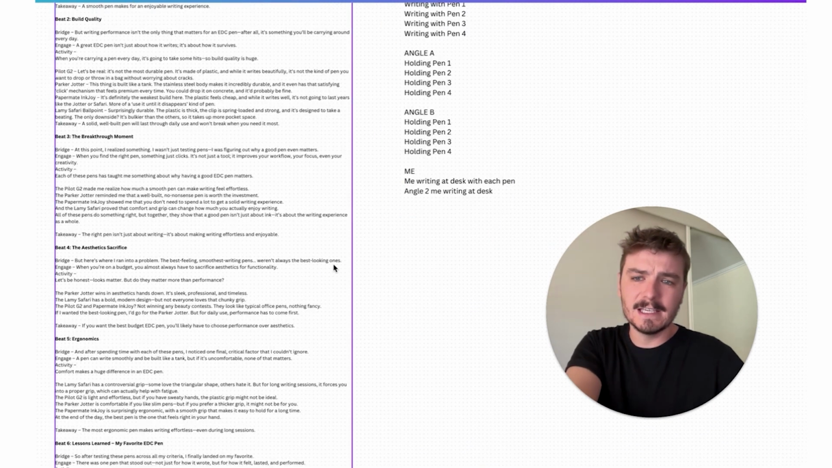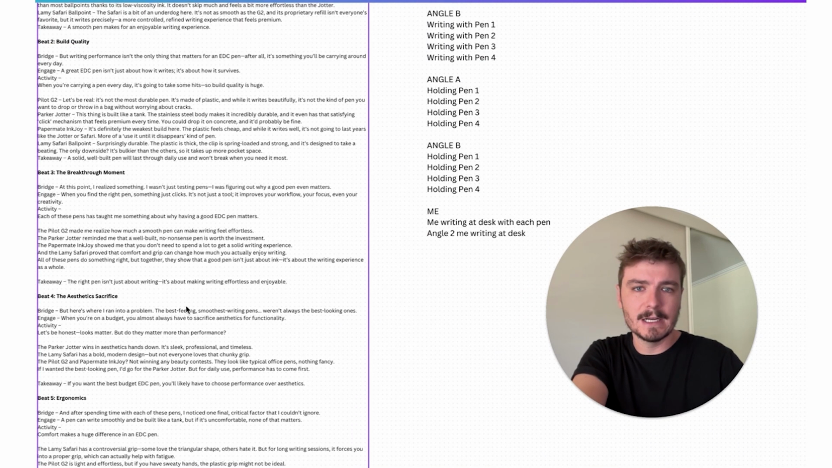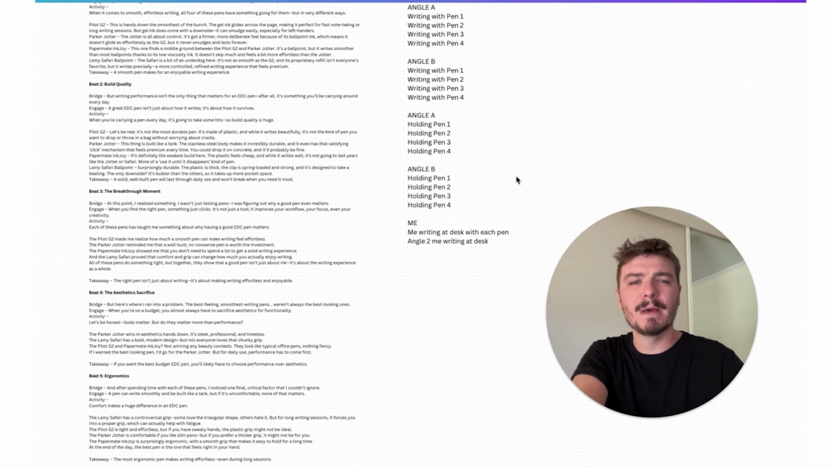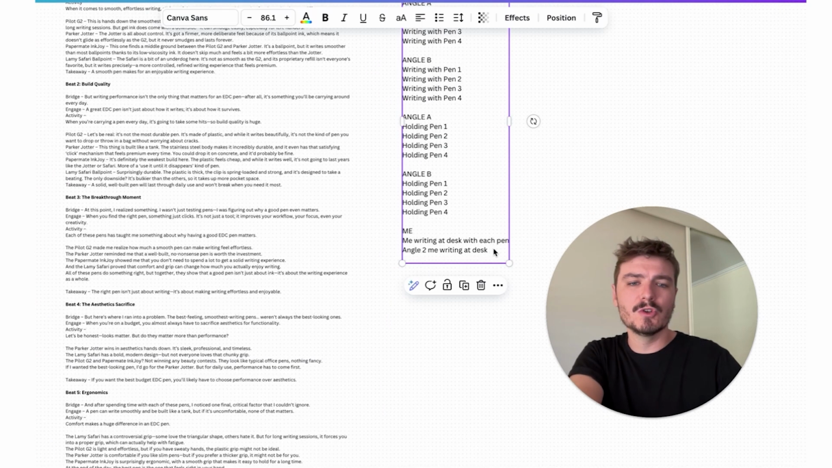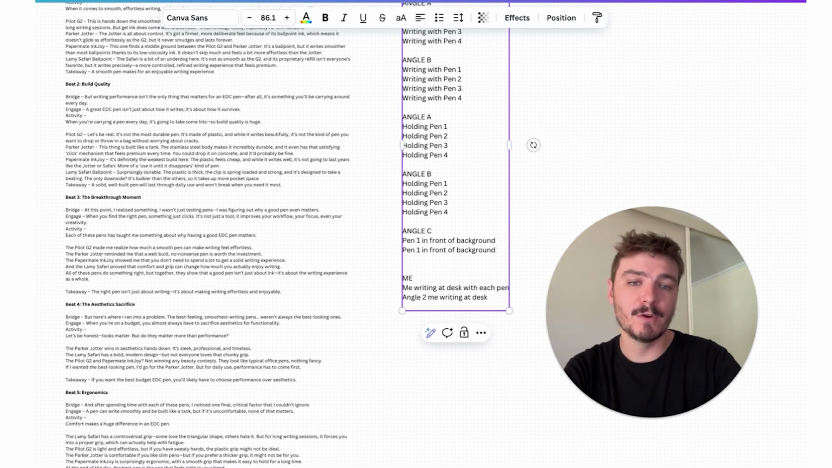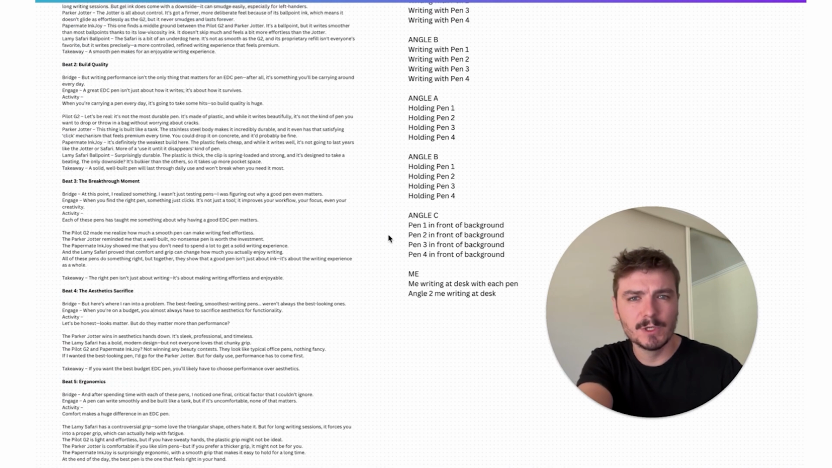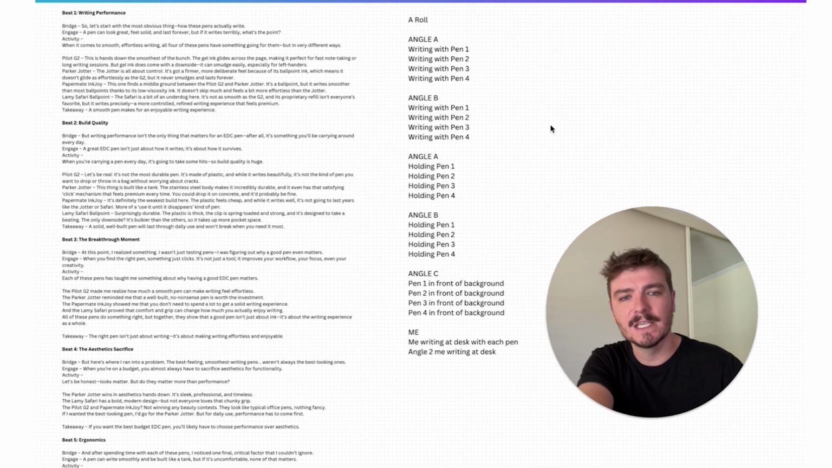And then the next thing here is the aesthetics sacrifice. So I ran into a problem talking about the aesthetics. So that could be the holding pen angle as well. Maybe I'll just do another one here, which is angle C, pen 1 in front of background, and then do that for each of them. And then we have the ergonomics, which I think is fine. We can use one of these angles here.